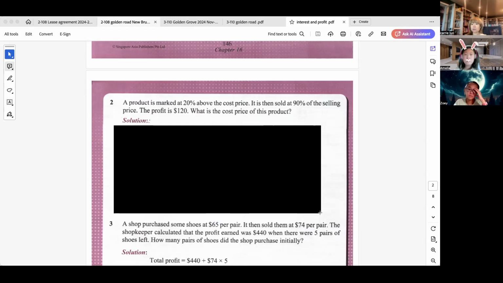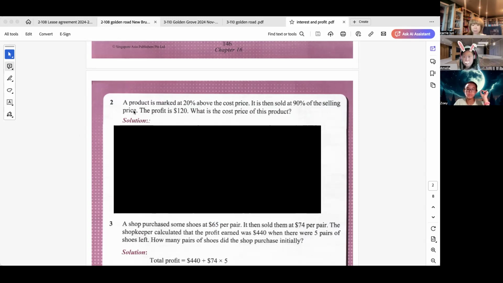Number two. Zoe, sorry, Amelia, could you please read the question for me? A product is marked at 20% above the cost price. It is then sold at 90% of the selling price. The profit is $120. What is the cost price of this product?